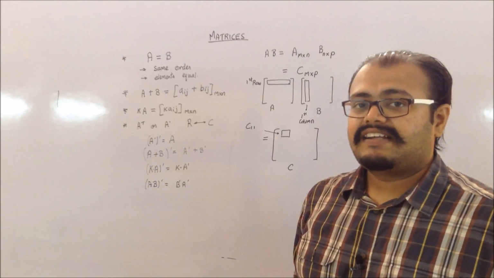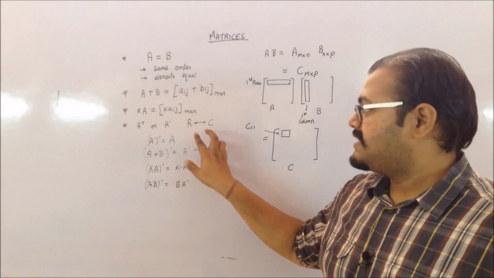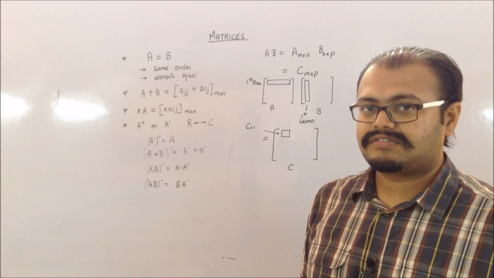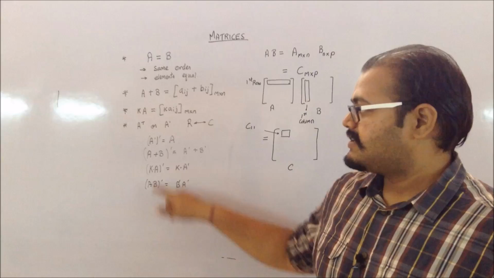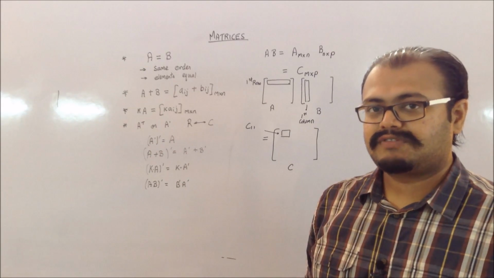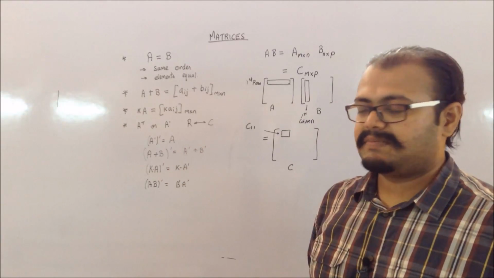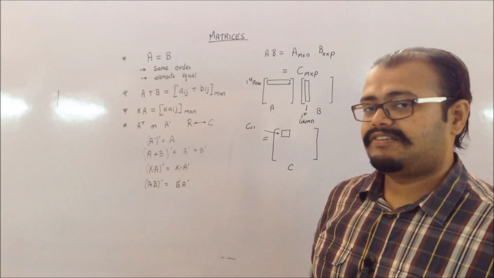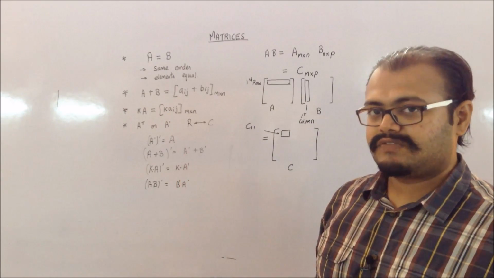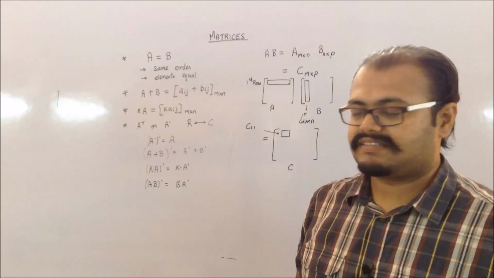If you are taking a transpose of a matrix, it basically means changing rows to columns and columns to rows of a matrix. So you will have these properties: the transpose of a transpose will give you the original matrix. If you are adding two matrices and taking a transpose, it will be the same as taking the transpose of them and then adding the two matrices.